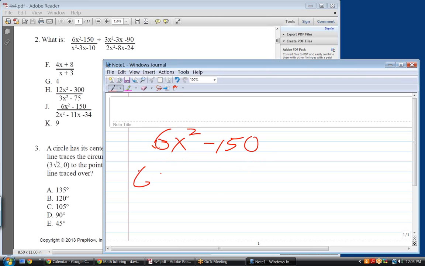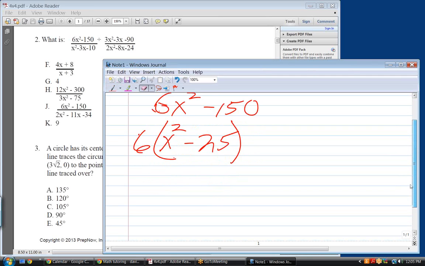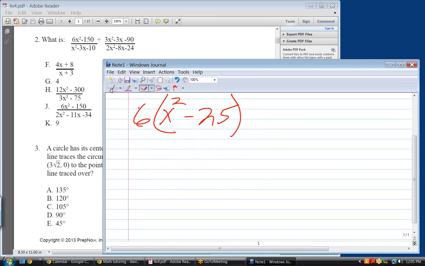Okay, so when I factor this, now what am I left with? X squared minus 25. Okay, that's still a quadratic. Can I do anything with x squared minus 25? Do you know how to factor that? Yeah, wouldn't it be x plus 5, x minus 5? Yeah. X plus 5, x minus 5. Okay, that's done. That's our top left numerator.